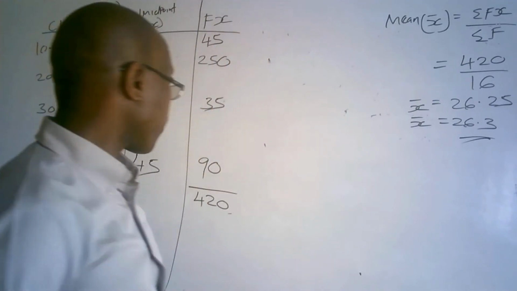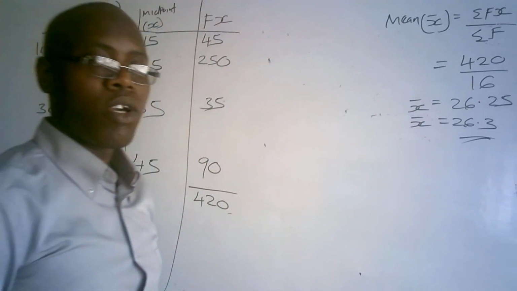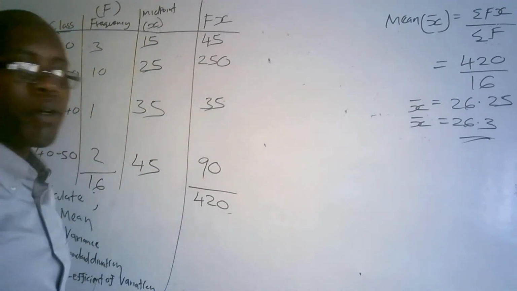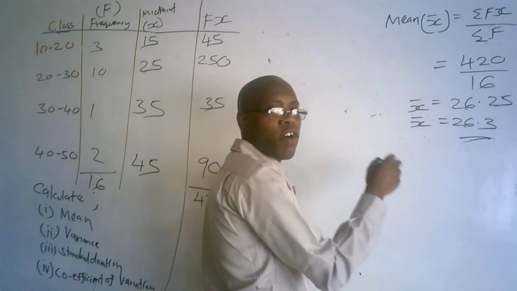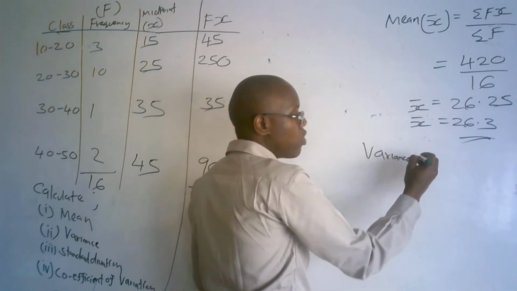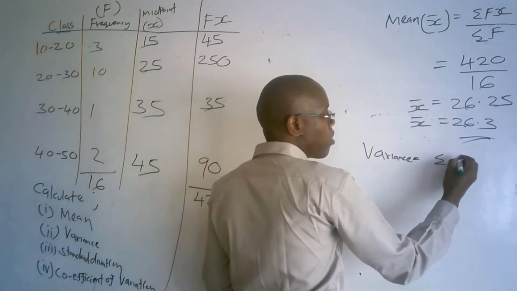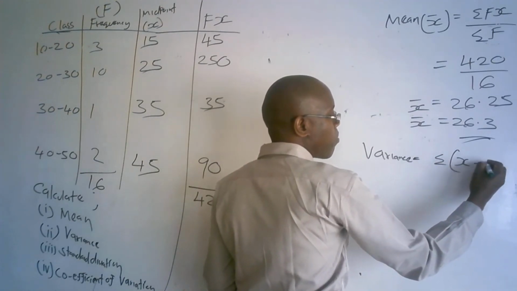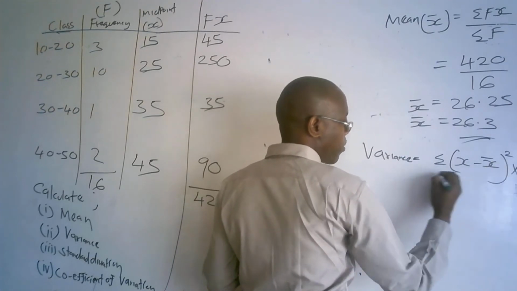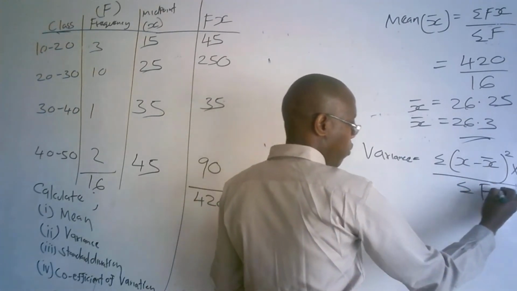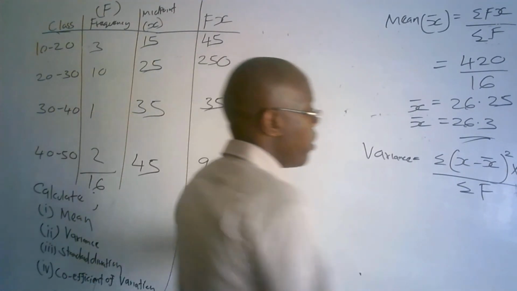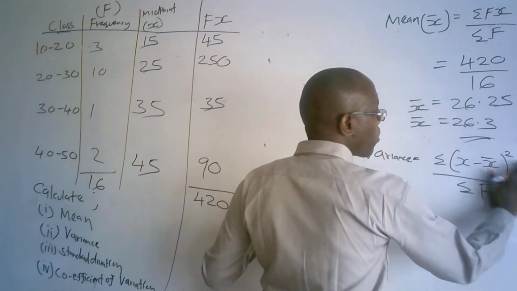So the next thing is calculation of the variance. How can we calculate the variance? Remember, we have said that for us to calculate the variance, it is always equal to summation of (x minus x bar) squared multiplied by the frequency, divided by summation of the frequency, summation of f. So here we are going to multiply by the frequency.